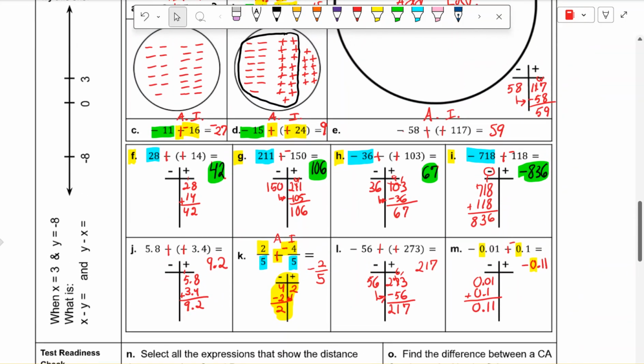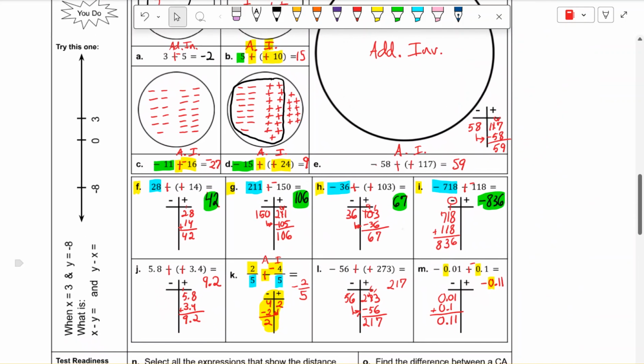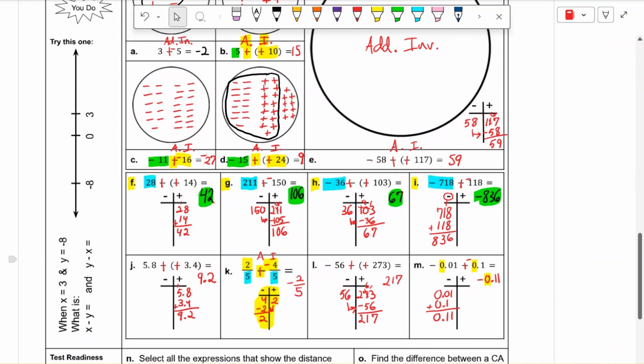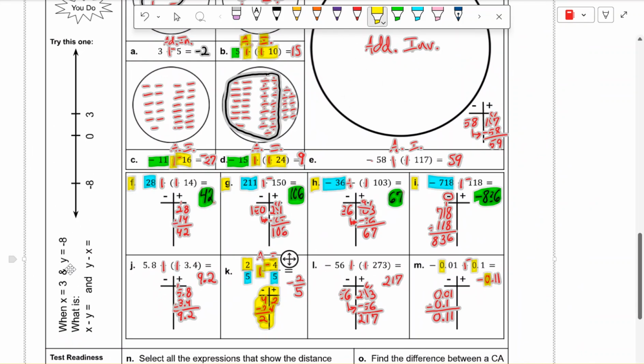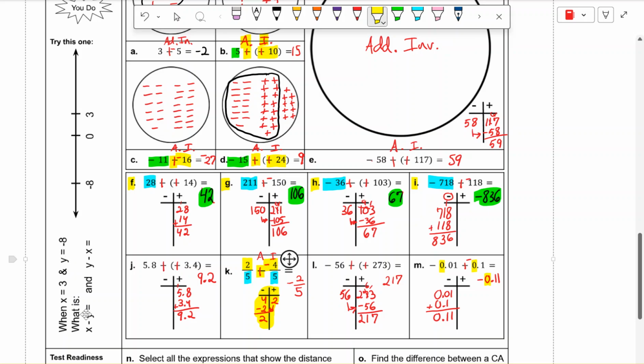And now we have this, try this one in the margin over here. So turn your paper sideways. It says, when x is 3 and y is negative 8, what is x minus y and y minus x? All right, let's set this up. It is saying that x is 3, so we'll put an x right here. And y is negative 8, so we'll put a y right here. And we'll do each of these.